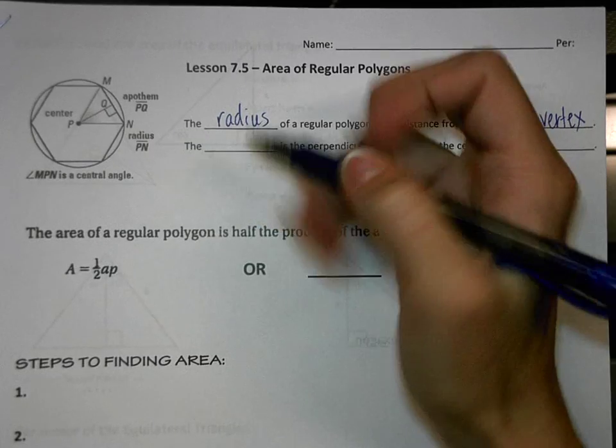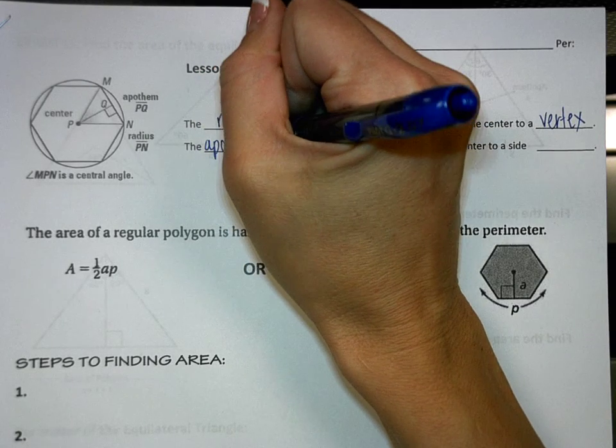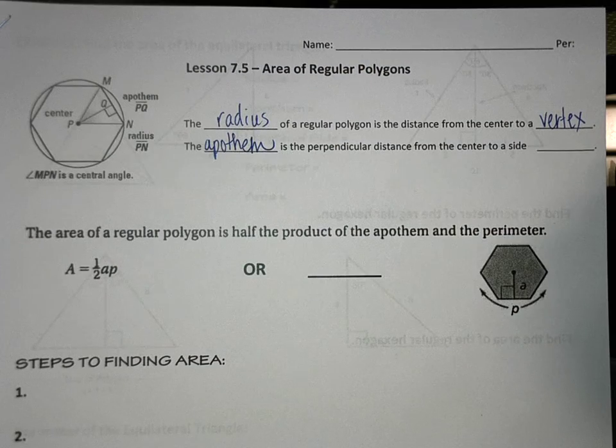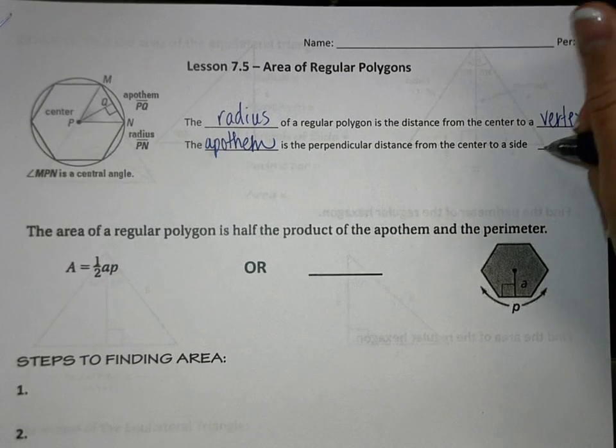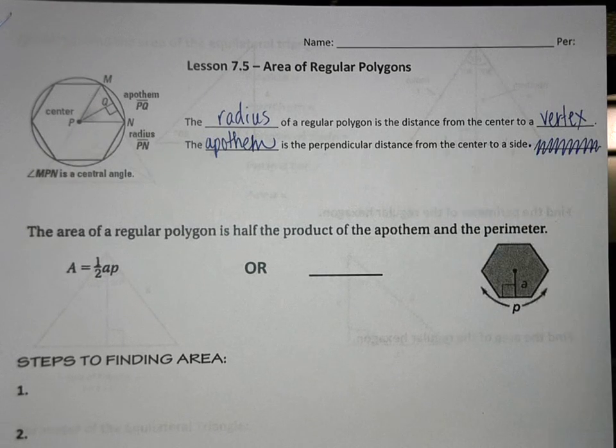Okay. The apothem, this is something new. Have you guys ever heard of the apothem? Okay. The apothem is the perpendicular distance from the center to a side. And this blank was supposed to be for side, but then side got written in. Okay.